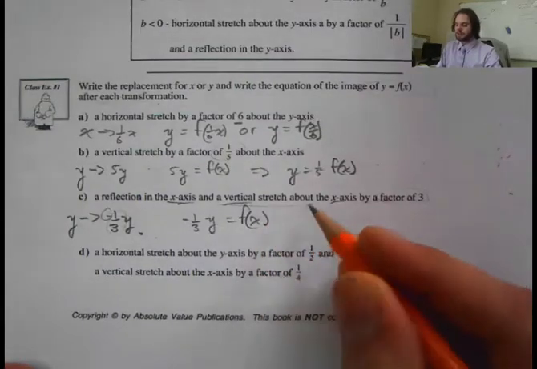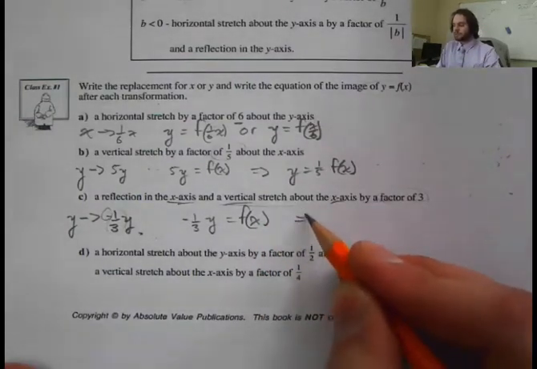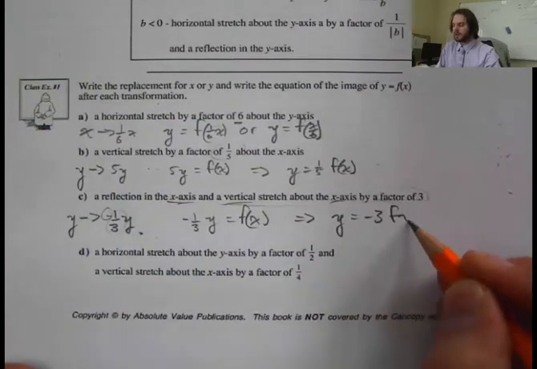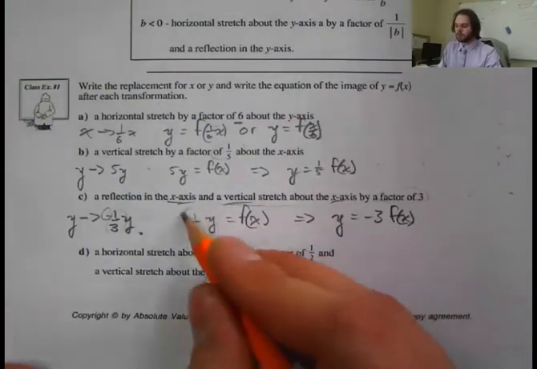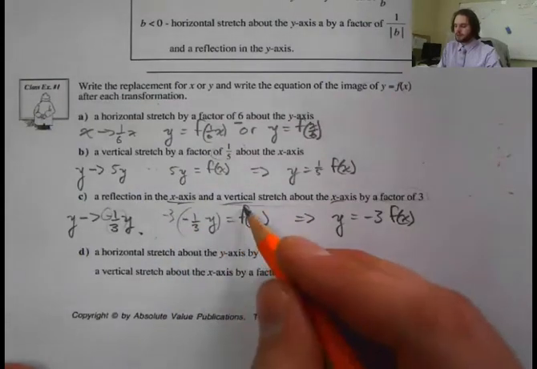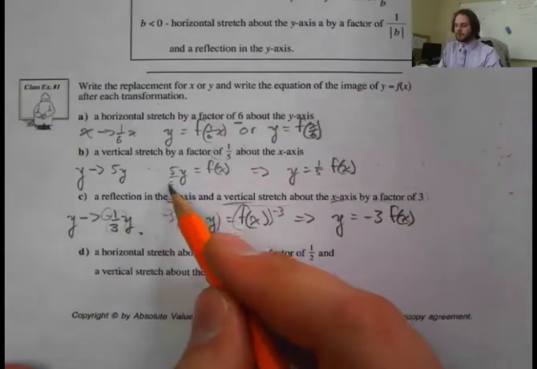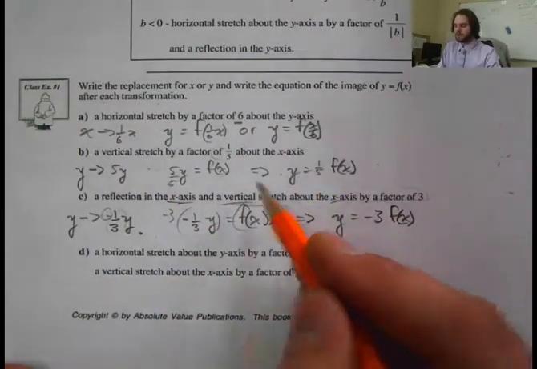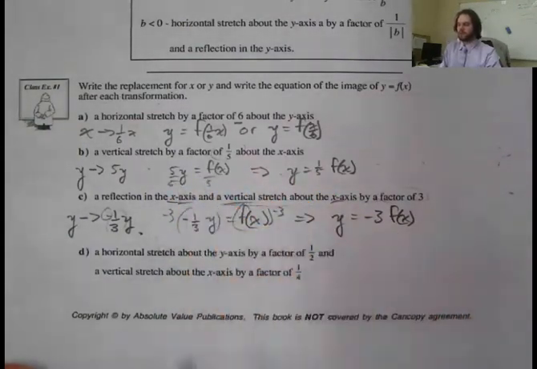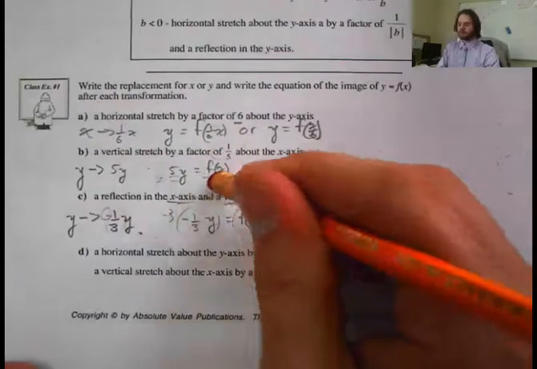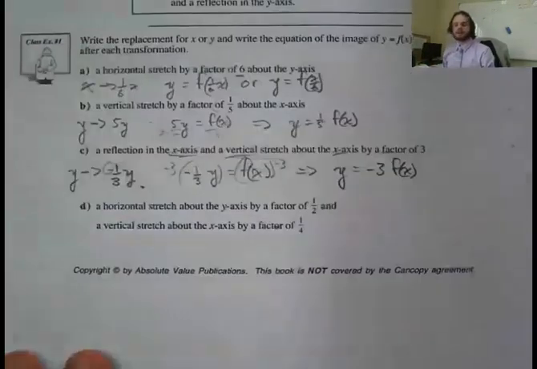Now this translates to y is equal to negative 3 f of x, because I just multiplied both sides here by negative 3. Just like for this one, we divide both sides by 5, or multiply by 1 over 5 to get rid of it. Whichever way you want. Think about it. So let's take a look at D.